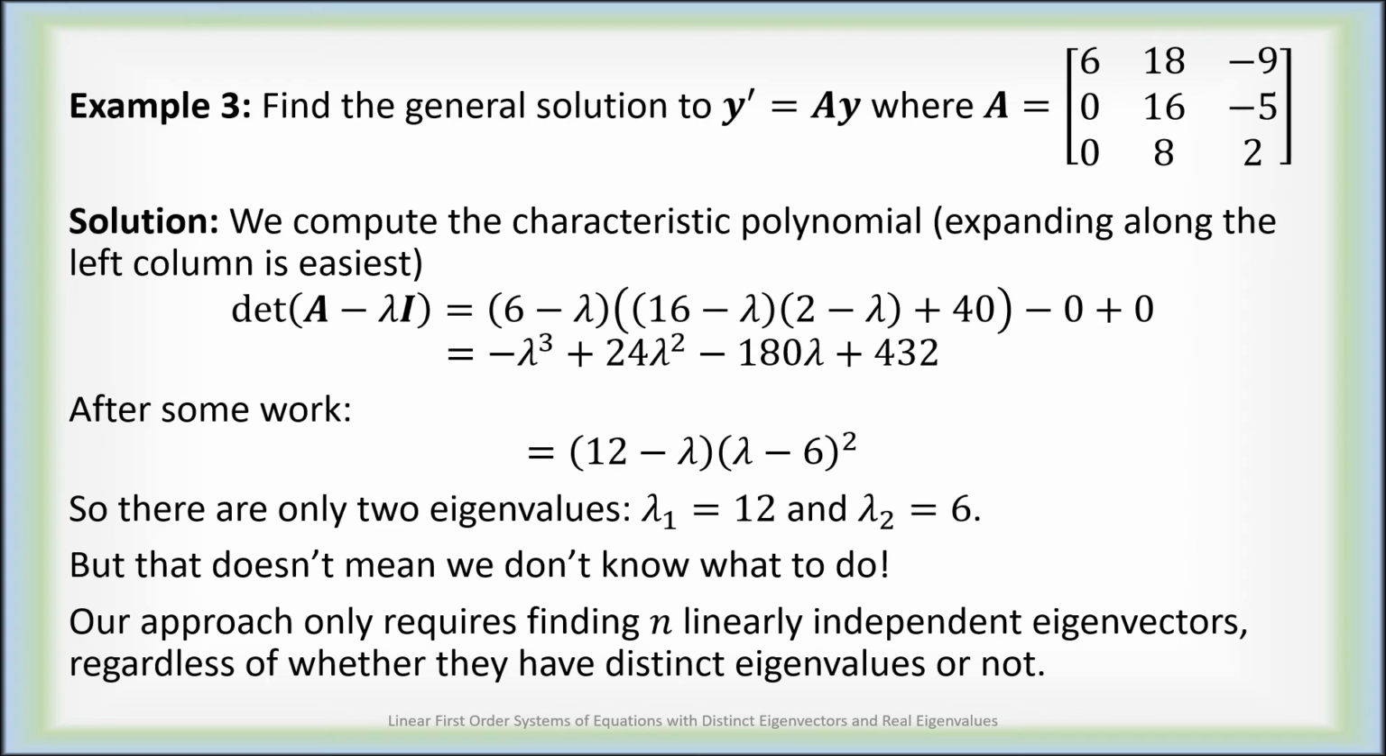So our approach requires finding n linearly independent eigenvectors, but remember, they don't have to have distinct eigenvalues. It's possible for the eigenvalue of 6, since it appears with algebraic multiplicity 2, it might have geometric multiplicity 2 as well. There might be 2 linearly independent eigenvectors for the same eigenvalue.